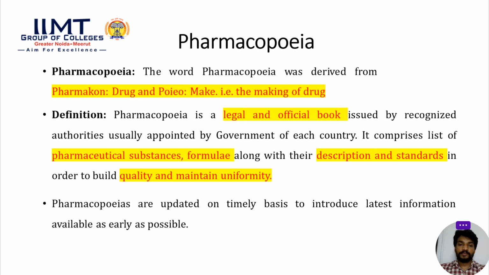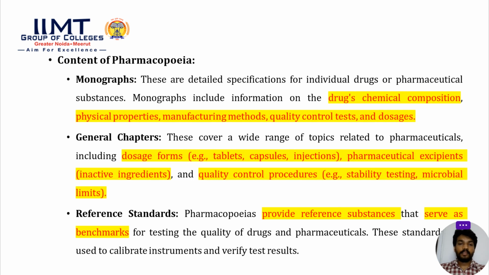It comprises a list of pharmaceutical substances and formulae along with their descriptions and standards, in order to build quality and maintain uniformity. Pharmacopoeias are updated on a timely basis to introduce the latest available information as early as possible. Talking about the content of a pharmacopoeia, the first content is the monograph. A monograph contains the drug's chemical composition, physical properties, manufacturing methods, quality control tests, and dosages.